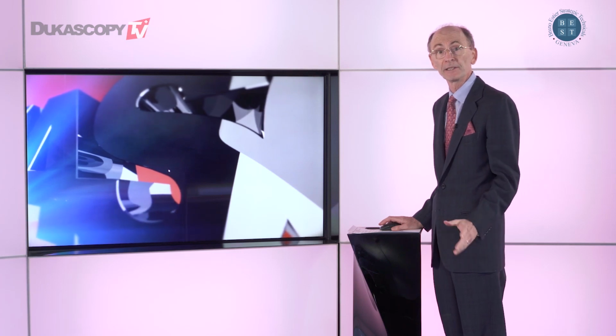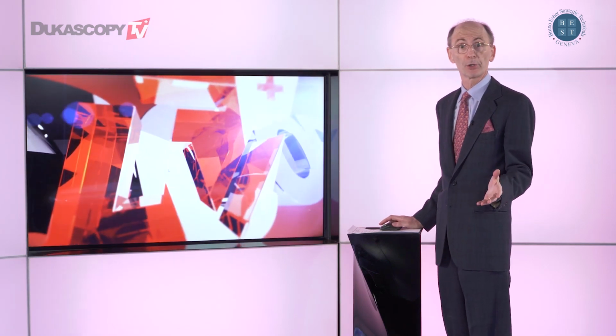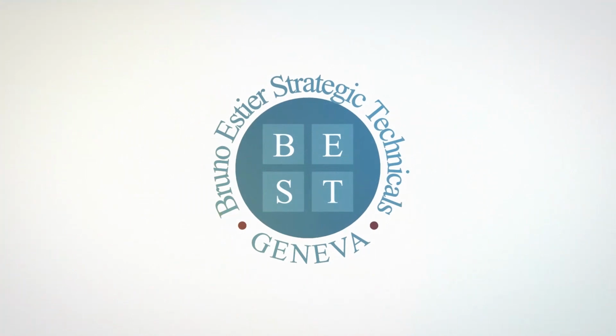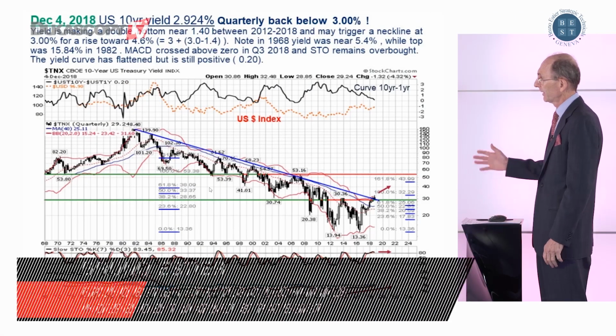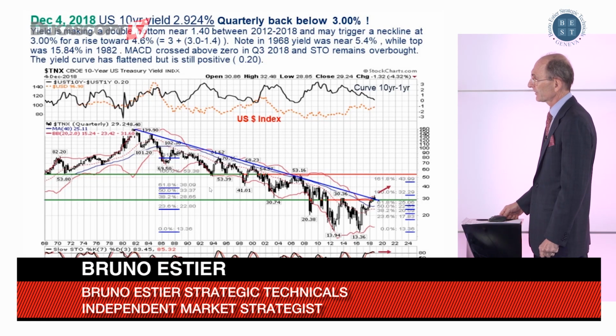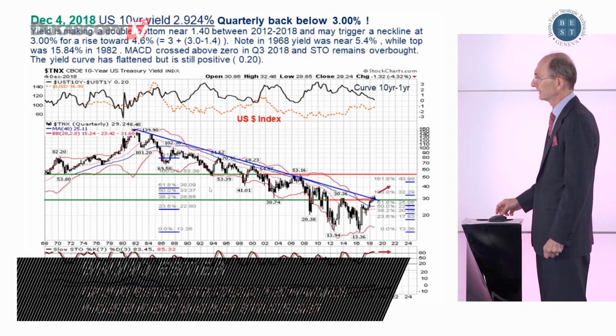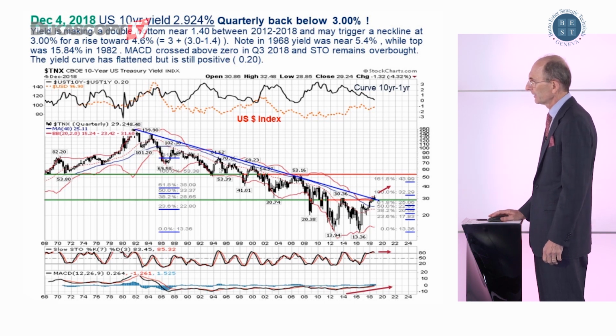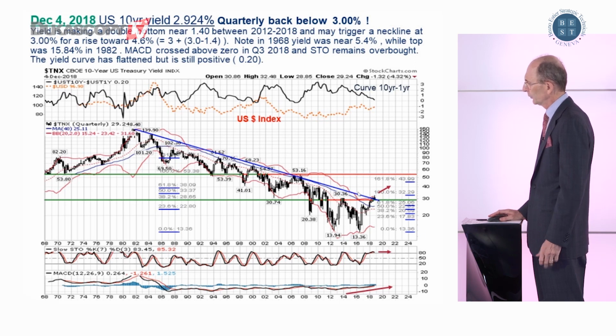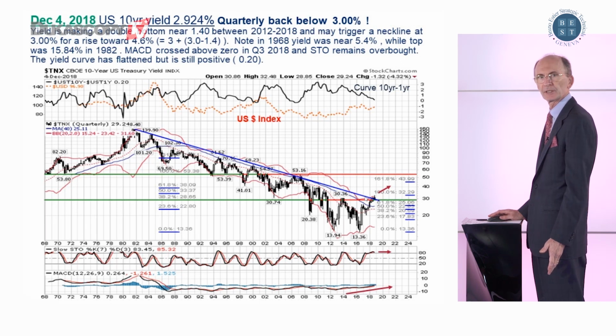Is the US yield curve inverting, negating the October low? Let's first look at the long-term charts of the US 10-year yield since 1968 up to now. Surely from 1982 down to 2012 to 2016, we have a downtrend.